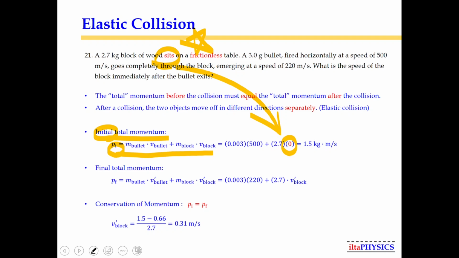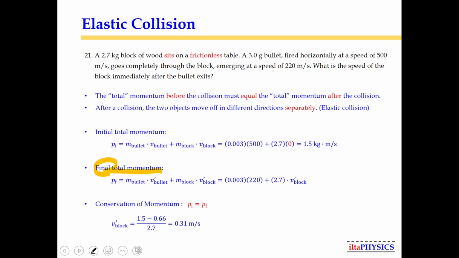We can calculate the momentum after the collision the same way. To emphasize once again, in this problem, the bullet passes through the wooden block, so it is an elastic collision. Therefore, the total momentum after the collision is calculated as the sum of the products of each mass and its respective velocity for both the bullet and the block. Again, we use the prime symbol for the final velocities.